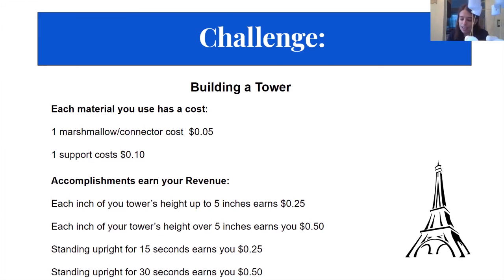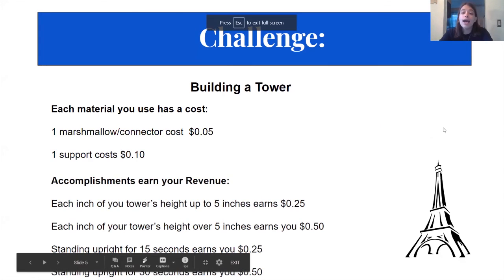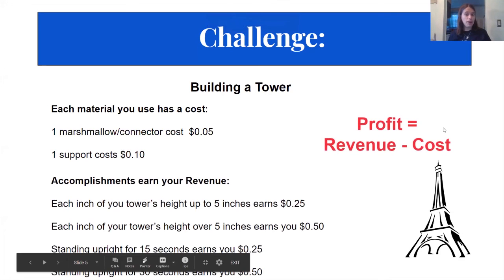And hey, so I made it. I made it 30 seconds. So my tower made it 30 seconds, which means I get 50 cents. So I had $1.25 that I earned because it's 5 inches tall. I can add 50 cents. So my revenue is $1.75. Now my cost, now we have to know, did I make a profit?